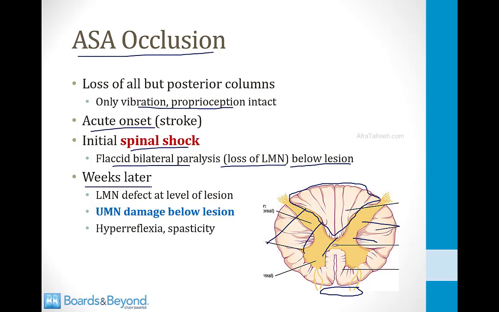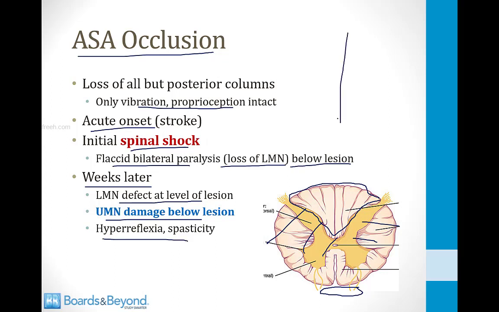Weeks later, however, other vessels will restore blood flow below the level of the lesion. What this will leave behind is a lower motor neuron defect only at the level of the lesion. Below the level of the lesion, there will be an upper motor neuron defect because of damage to the corticospinal tract. So at those levels that are below the lesion, you will have hyperreflexia and spasticity.